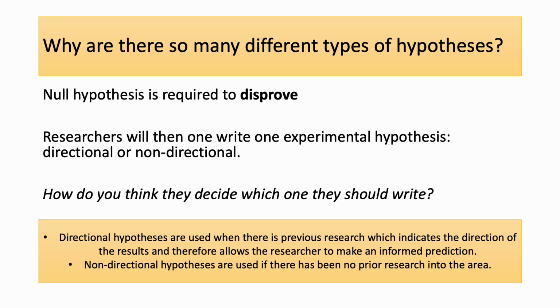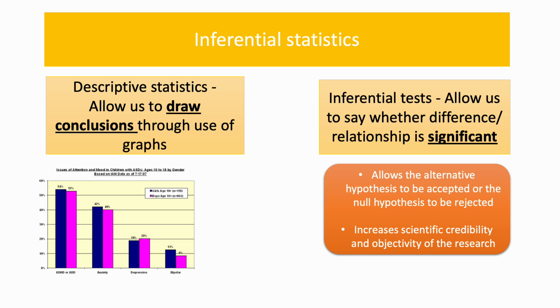In terms of why we use inferential statistics, they allow us to say whether a difference is significant or a relationship is significant, and that's ultimately what a researcher is aiming to find out throughout their study, throughout their research. So in the past, exam questions have come up, short answer questions, sort of 2 or 3 marks as to why inferential statistics are used. So it's really important that you understand the 2 main reasons.